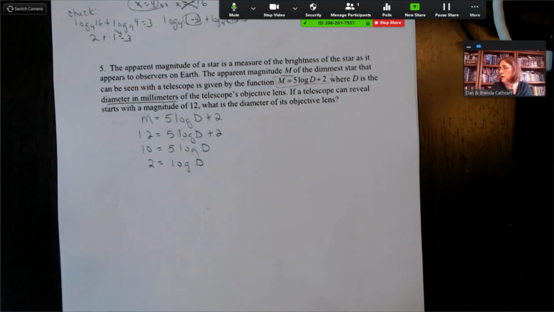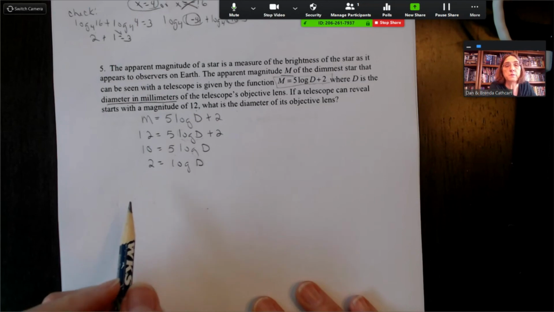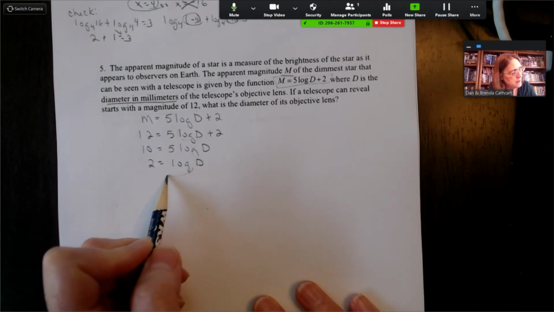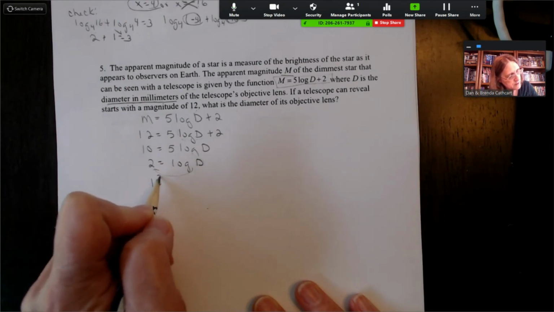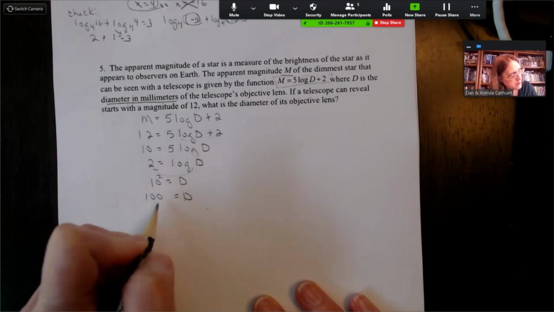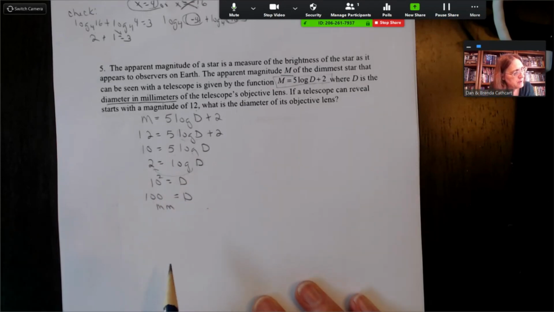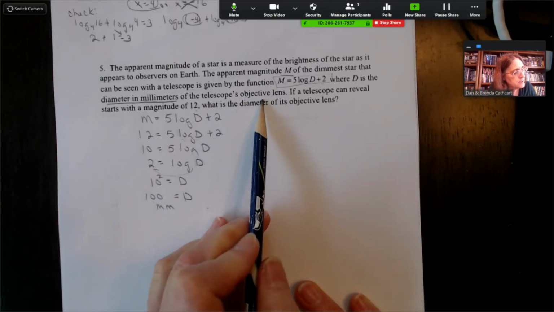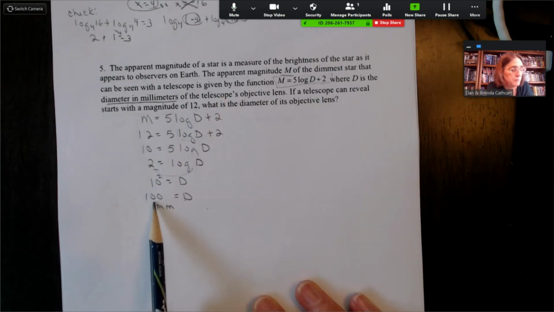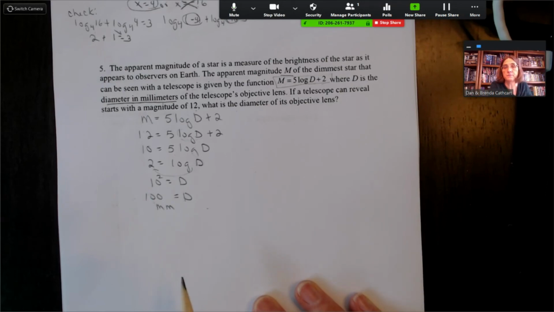Now taking it out of log form, back to exponential form. Base is 10, understood to be 10. So 10 to the second equals d. So our diameter of the objective lens for a telescope that will allow us to just see a star of magnitude 12 would be 100 millimeters. And that's our lesson on solving log equations.